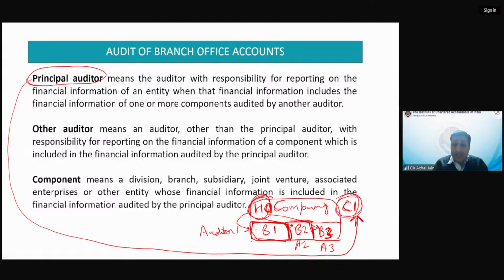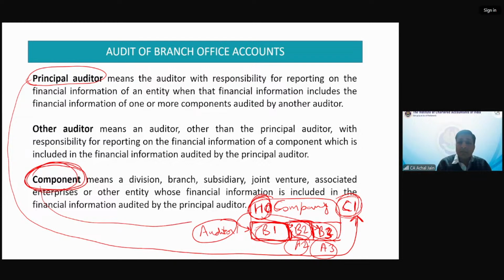These auditors, A1, A2, A3, what do you call them as? They are called auditors other than principal auditors, or you can say auditors of the component. Why? Because B1, B2, B3, what are these? These are nothing but the components of the company. So they are nothing but the components of the company.